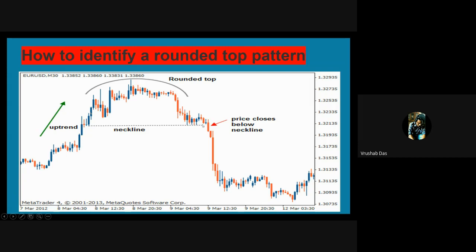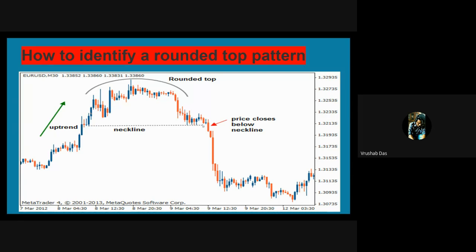In order for the pattern to occur, the price must first rally upwards and consolidate for an extended period, forming the rounded top. It then eventually falls back down below the neckline of the consolidating area.